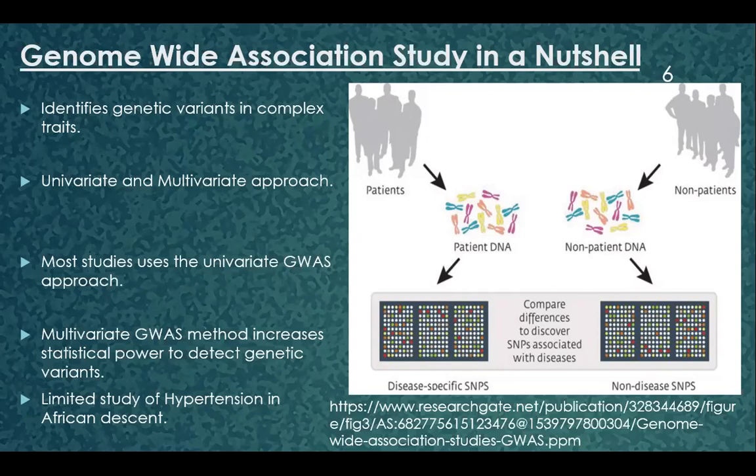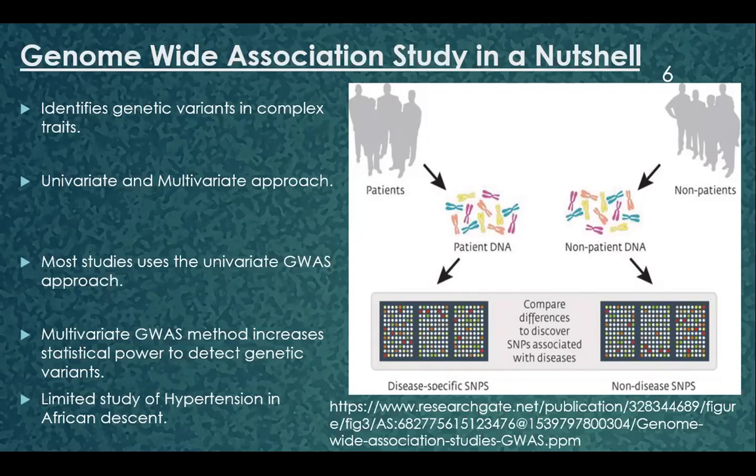GWAS analysis is, however, generally univariate in nature. This implies that it focuses on a single phenotype. However, many human traits are highly correlated. For example, the systolic blood pressure and the diastolic blood pressure are highly correlated. This correlation can be leveraged to improve the power of genetic association tests, which will further identify markers associated with one or more of the traits.